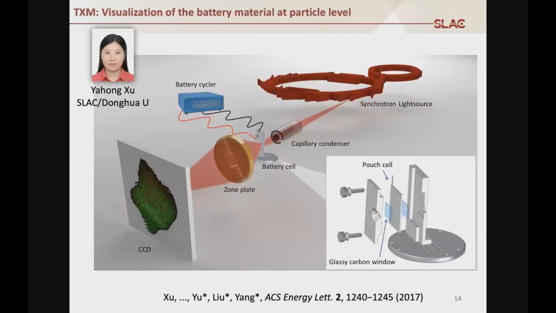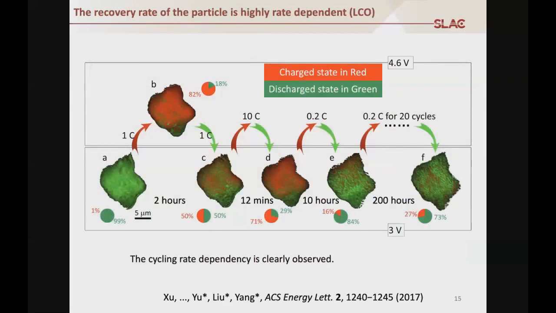Another thing that we have been doing is to look at this individual particle reaction under the operating conditions. And we use the transmission X-ray microscope for doing this. In this particular case, we study, again, the lithium cobalt oxide. We perform the Zen's imaging, meaning taking images at different energies across the absorption edge, so that we have the chemical sensitivity to the different chemical states of the material. And you see that at the very beginning, everything is green at the discharge state. As we charge, it turns red. As we discharge, it comes back green.